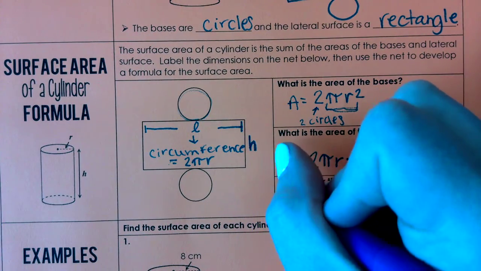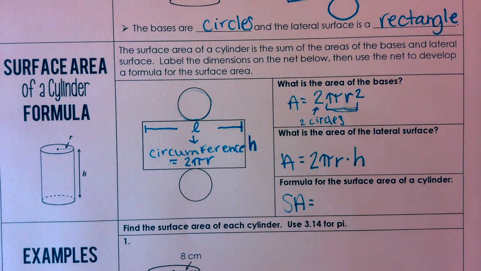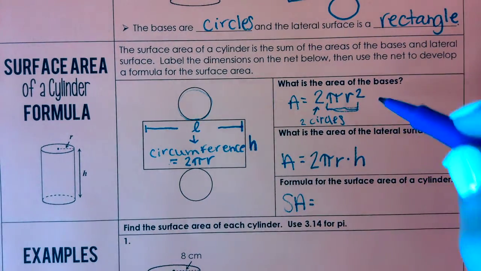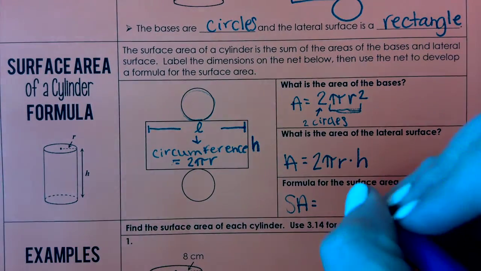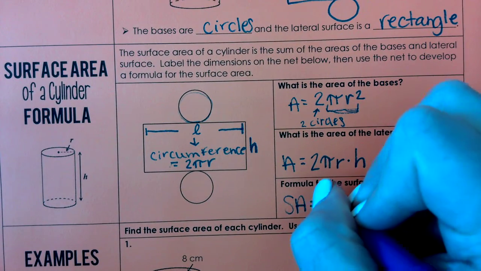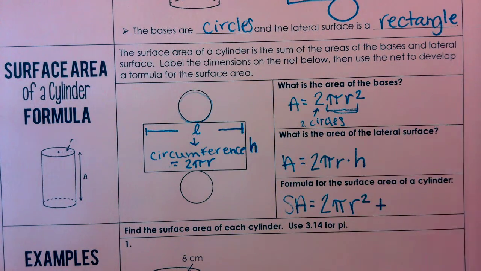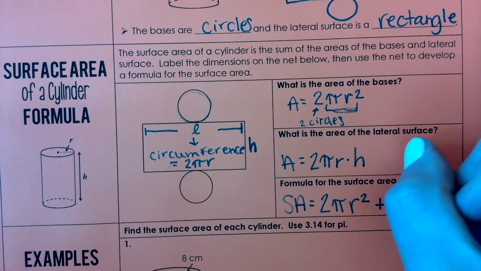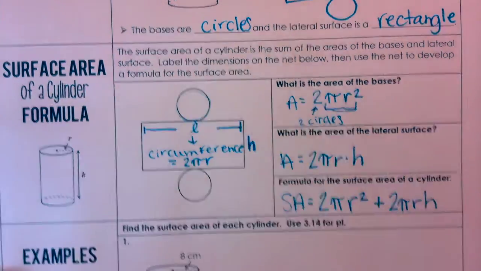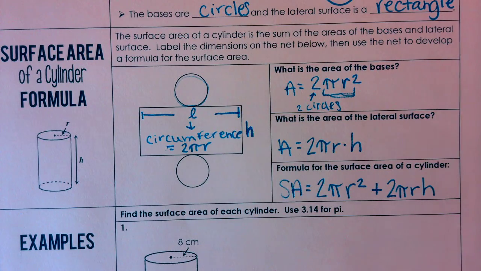So what's our surface area formula then? What do I do with these 2 formulas? Add them together. I take my circle bases, 2 pi r squared, and add that to my lateral face of 2 pi r h.